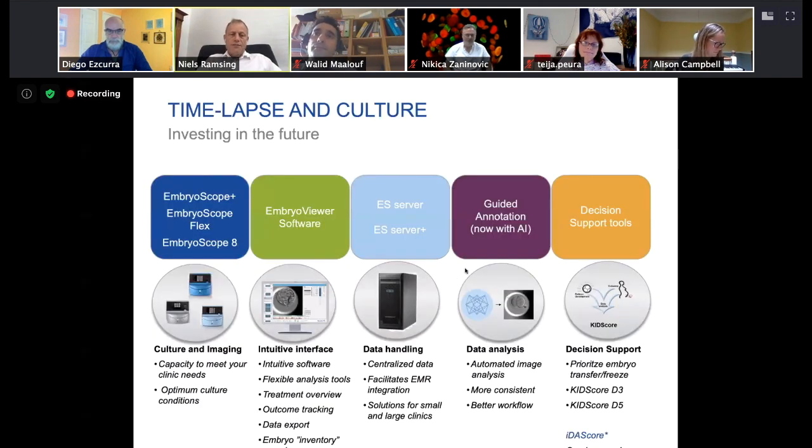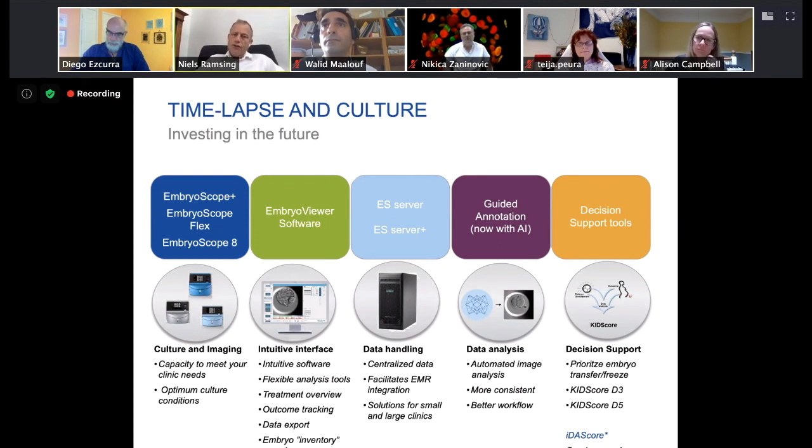So first of all, I would like to say that the incubator is only part of the system. At Vitrolife, we have 3 different types of incubators, the EmbryoScope Plus, the EmbryoScope Flex, and the EmbryoScope 8. And these are suited for different types of clinics and different types of practices. But in order to work with them, of course, you need to have the disposables, the culture dishes that go with these instruments, and you need to have the software to afterwards record, to take the images and evaluate the images and find out which embryo to pick. And this requires what we call the embryo viewer software. All the data has to be on a server, and this server has to be safe and protected. And that's what we call our ES server and the ES Server Plus.